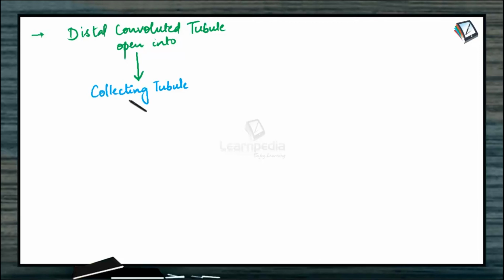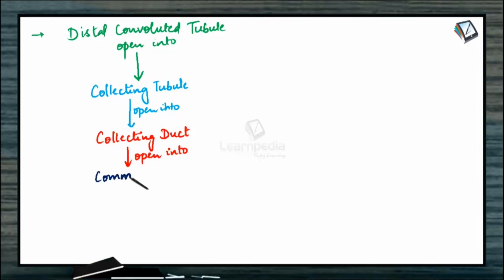So the distal convoluted tubule opens into collecting tubules. Collecting tubules open into collecting ducts. These collecting ducts open into the common duct of Bellini. These common ducts of Bellini converge at the renal pyramid.